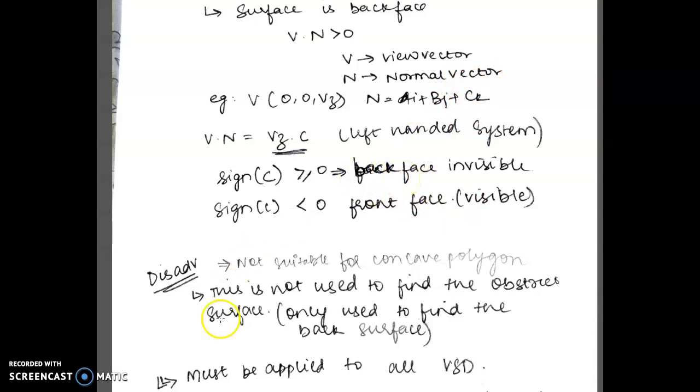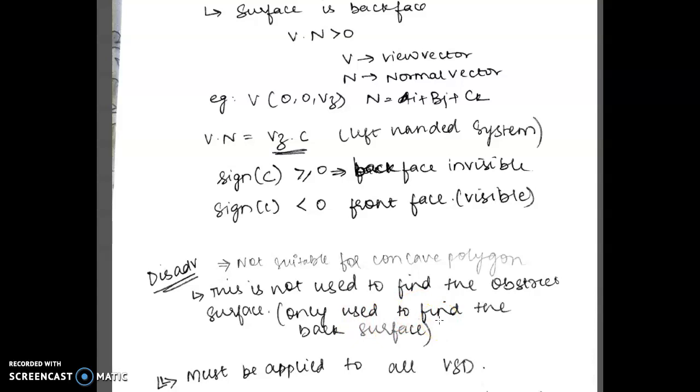The disadvantage of this back face detection method is it is not suitable for concave polygons. It is only suitable for convex polygons, and it is not used to find the obstructing surfaces. If there are two surfaces, one obstructing the other, that is the front surface obstructing the back surface, we will not be able to find the obstructing surface. It is only used to find the back surface of the first object.